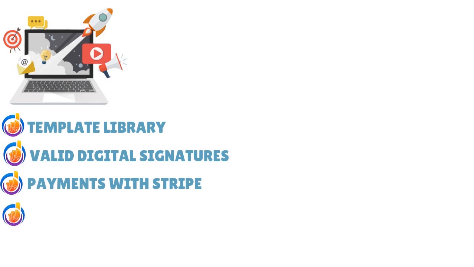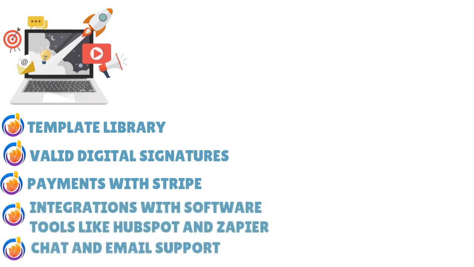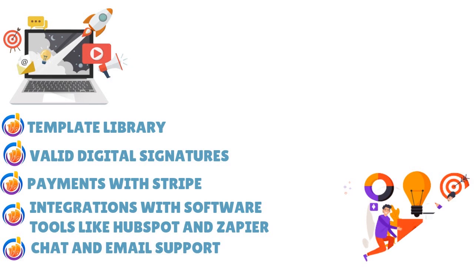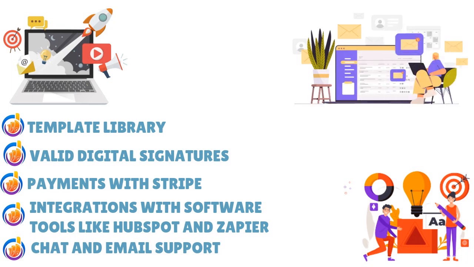You have integrations with software tools like HubSpot and Zapier, and you have chat and email support. And to make the proposal writing process easier, save content for future use and easily add it along with your prices to your templates. And the software will also send notifications once clients open the proposal emails and the proposal files, helping you manage the sales cycle better. So you have a clear idea what's really working and what's not.